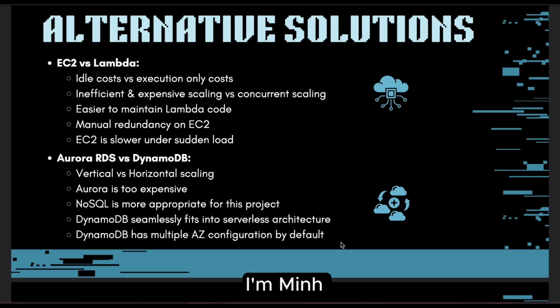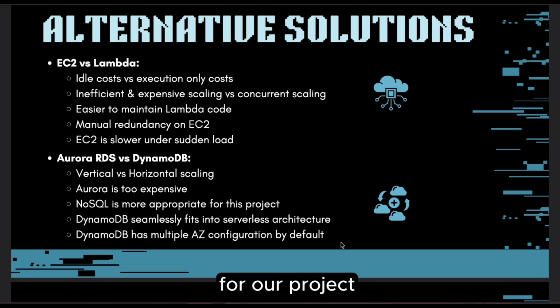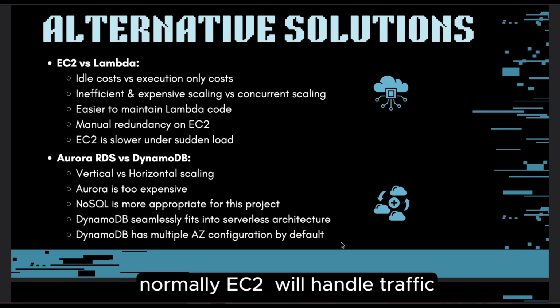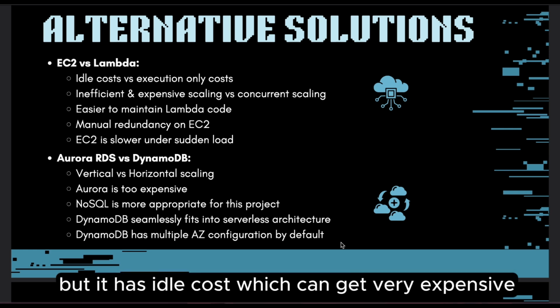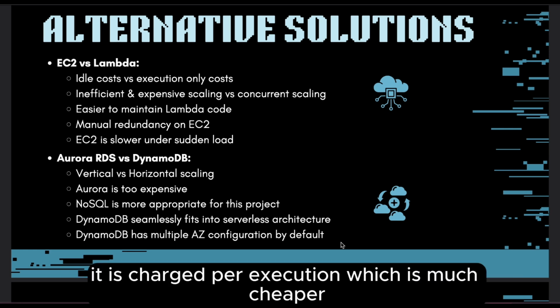Okay, so hi, I'm Min, and now I will go over the alternative solutions for our project. So first up, we have EC2 and Lambda. Normally, EC2 will handle traffic, but it has idle costs, which can get very expensive. With Lambda, it is charged per execution, which is much cheaper.